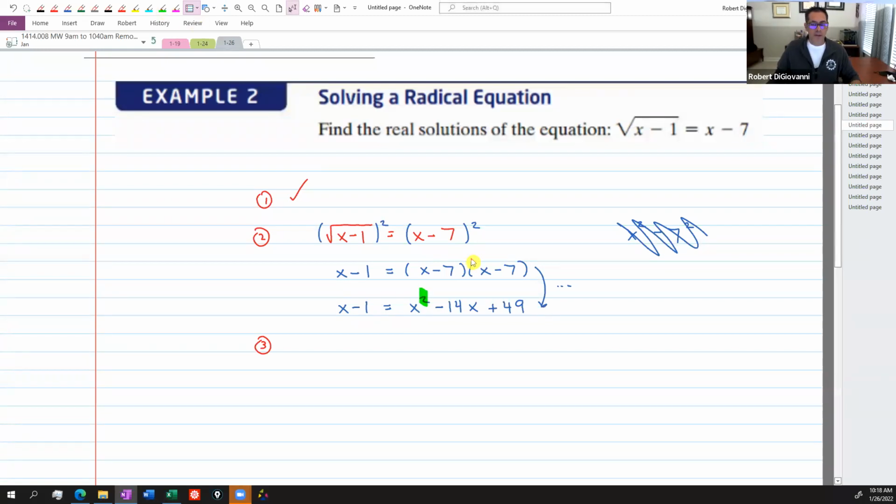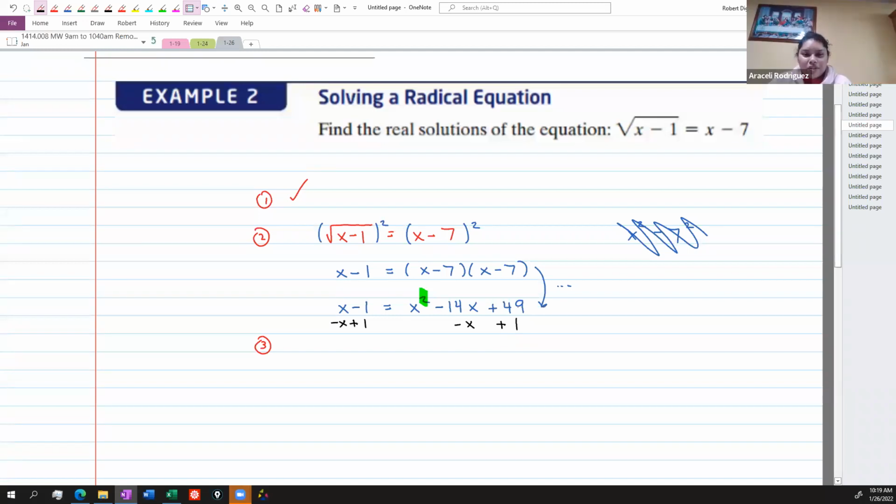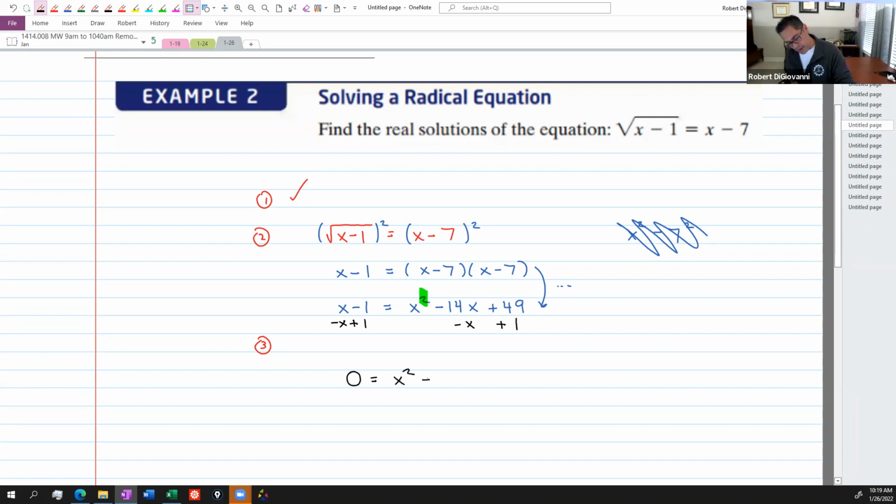Yes. So since it's quadratic, the first step to solving quadratic is to move everything to one side. I think we should leave all of this over here and just move these over by subtracting an x and adding a 1. If we do that, it'll clear the left side. So I have to subtract an x and add a 1 on the right-hand side as well. Right, Araceli, does that make sense? Yes. So we have 0 equals x squared minus 15x plus 50.